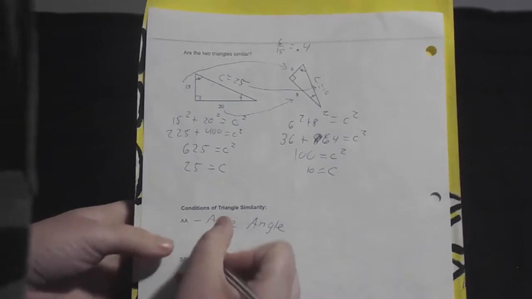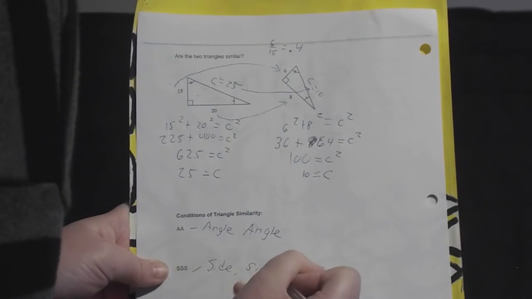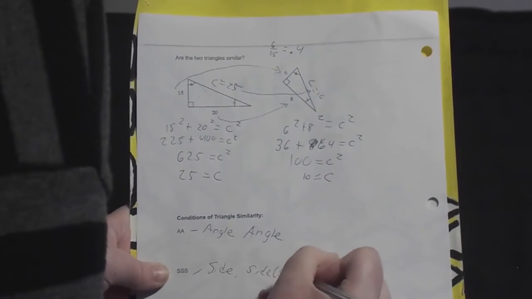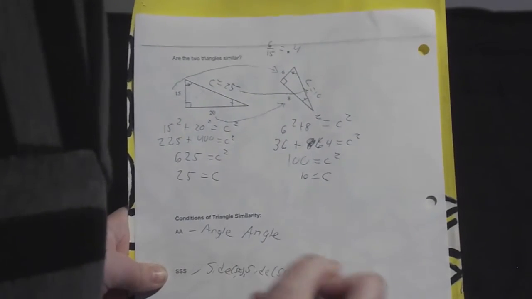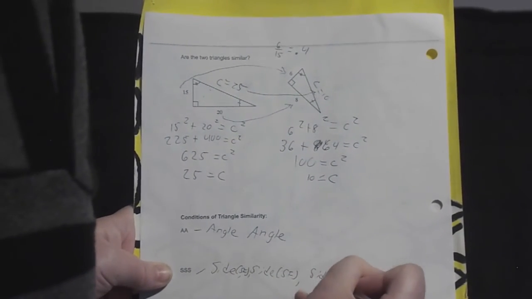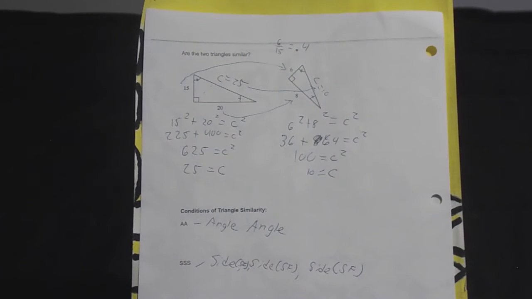Also, if you have all three sides being multiplied by the scale factor, the same scale factor. So remember, parenthesis means multiply. So if I have all three sides being multiplied by the scale factor, the same scale factor, then the triangles, no matter what, are going to be similar, because it's going to actually force the angles to be the same as well.